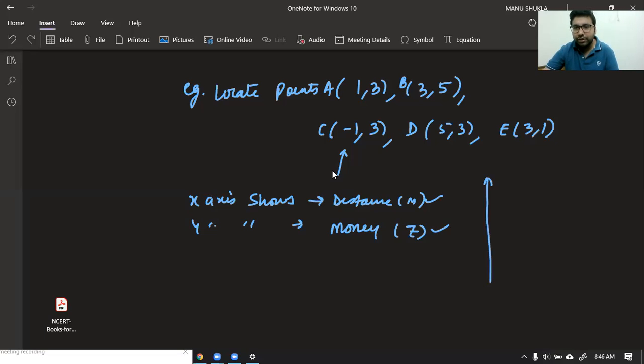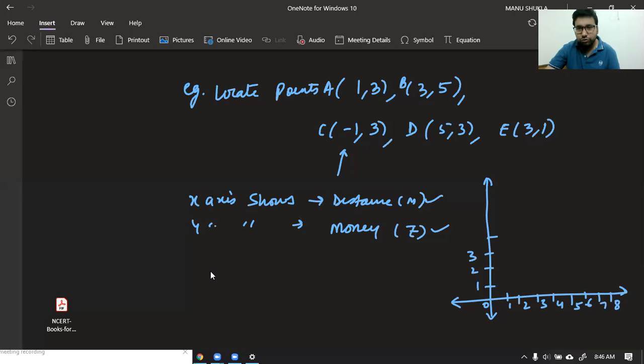Class, please tell me which thing we will take as the x axis. It is written over here already. We will take the points of distance on x-axis, and like this it will be 1, 2, 3, 4, 5, 6, 7, 8. Then we will take on y-axis the money part. This is 0 origin. 1, 2, 3, 4, 5, 6, 7, and this is -1, -2.